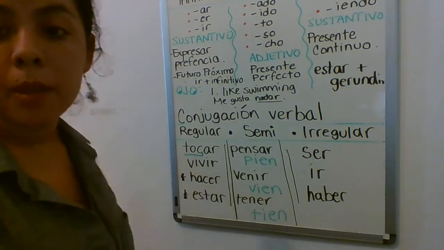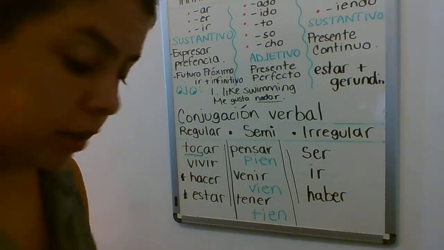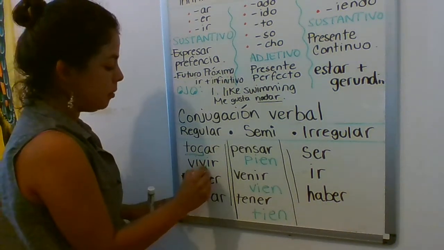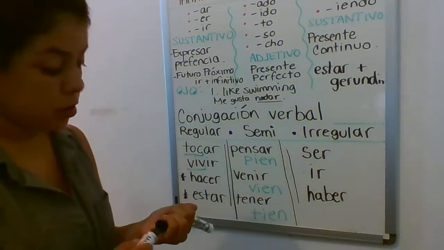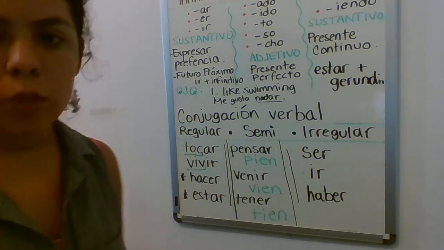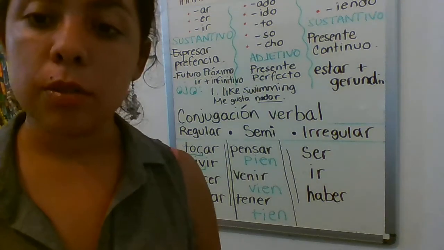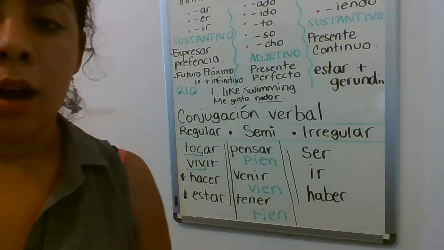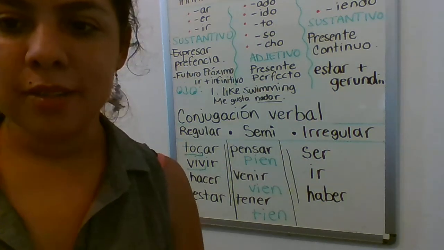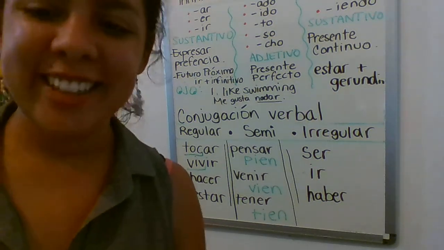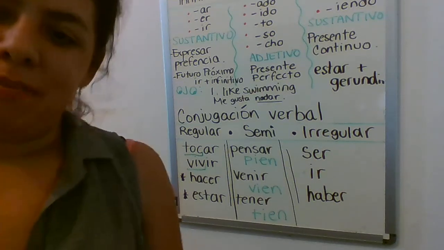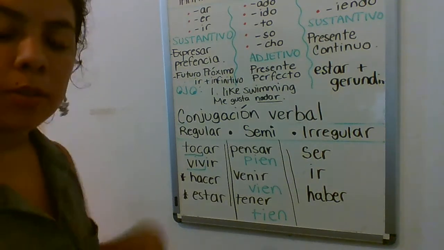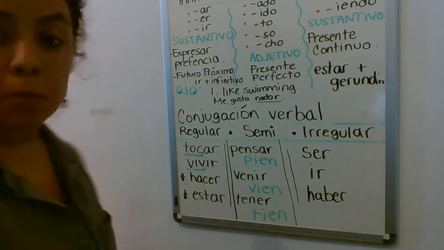Now, next one, vivir. Vivir is also a very regular verb. We have a stem, V-I-V. Vivir means to live. And I'm going to conjugate it. Yo vivo, tú vives, él vive, nosotros vivimos, ustedes viven, ellos viven. Yes, in Spanish we don't make the difference between vi and vi. They sound the same. Vivo. Yo vivo, tú vives, él vive, nosotros vivimos, ustedes viven, ellos viven.